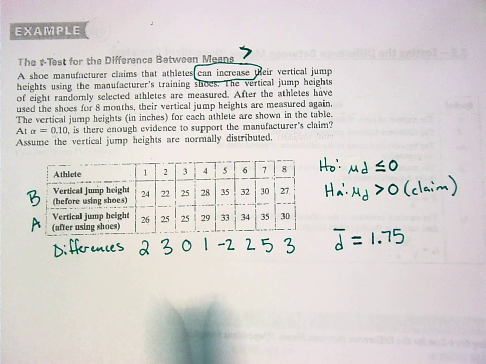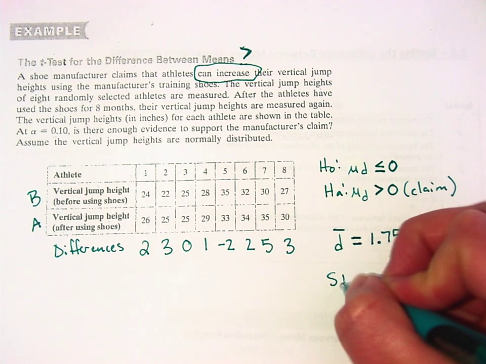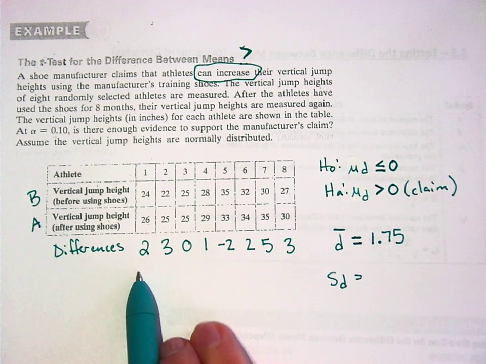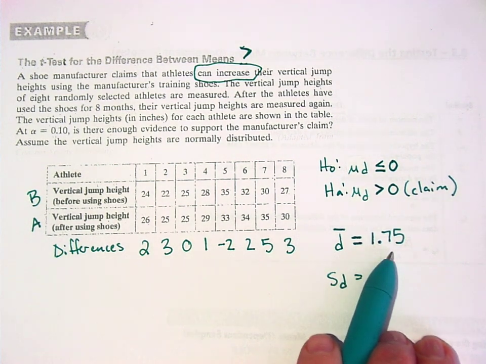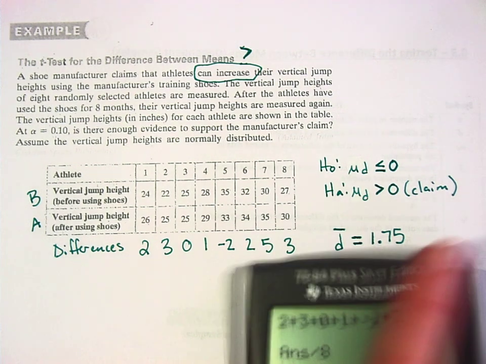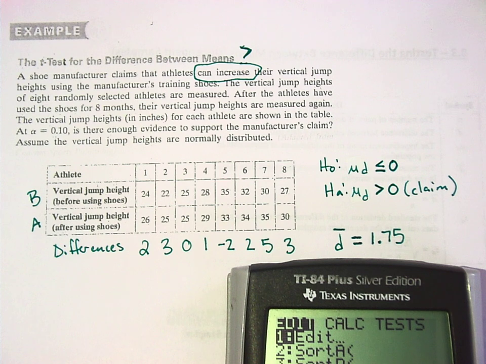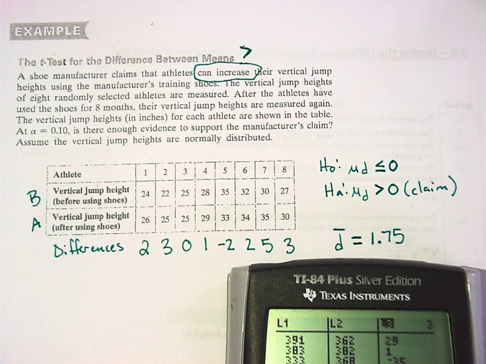Okay, all right. And now we would find the standard deviation of this. What we could do is we could take the difference minus the D bar, which would be every deviation, square them, take the square root, do that whole thing, but I'd prefer to do standard deviation on my calculator if that's all right. So I'm going to put stat, stat edit, and I'm going to put the differences in the list.